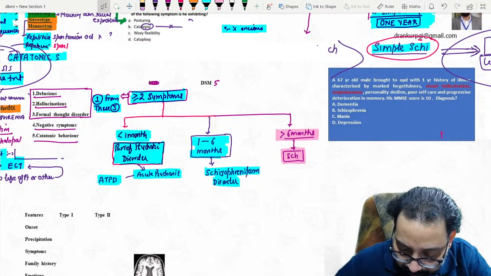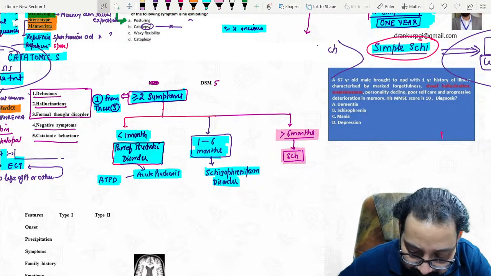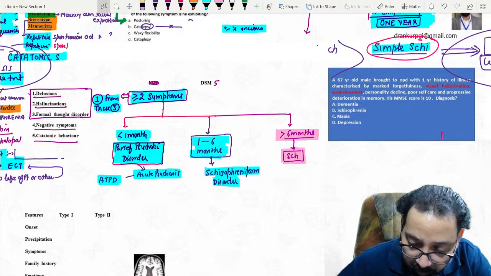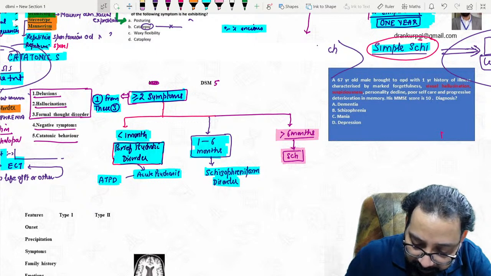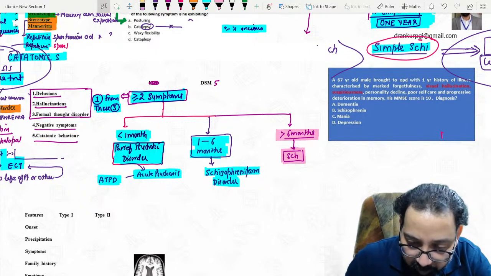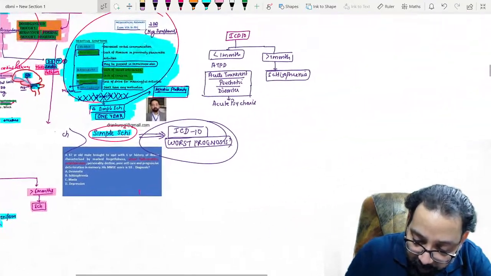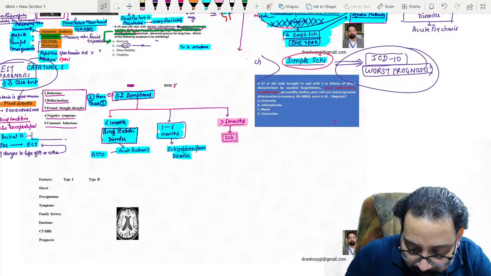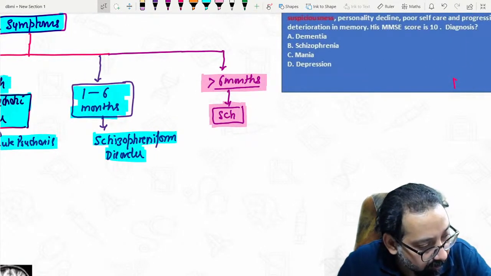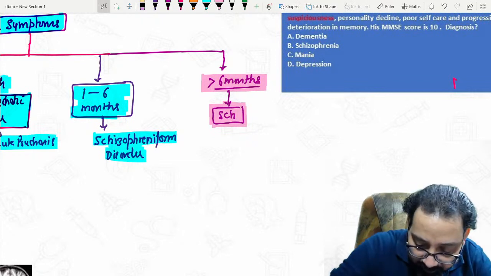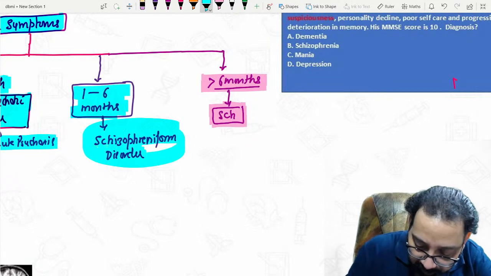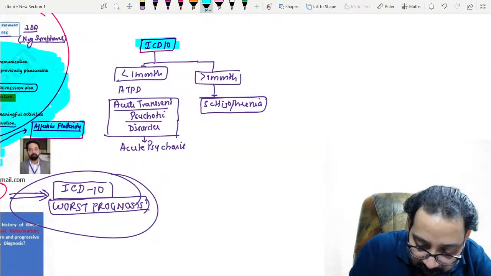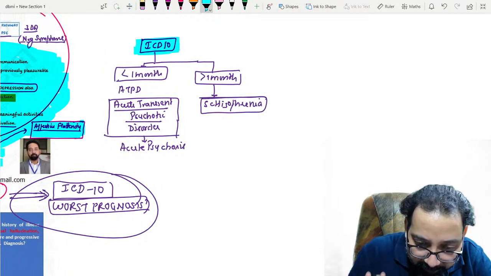So brief psychotic disorder if less than 1 month, 1 to 6 months schizophreniform disorder, more than 6 months schizophrenia. But questions are asked in which you will be confused when they give that a patient is having delusion and hallucination for 2 months. And now you will ask, should we follow ICD-10 or DSM-5? The simple rule is that if you find the option schizophreniform disorder, they are talking about DSM-5, because ICD-10 is not having this diagnosis. In ICD-10, schizophreniform disorder is not a diagnostic entity.